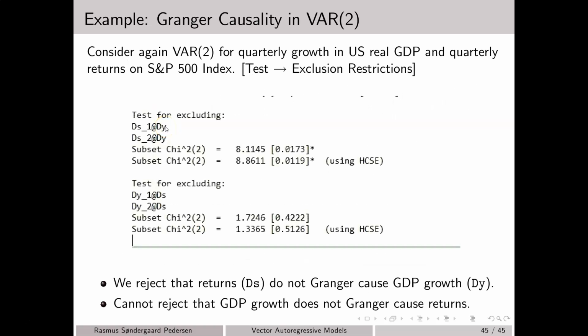Let us consider a simple empirical illustration. So we will revisit the VAR2 model for the quarterly growth in US real GDP and the quarterly returns on the S&P 500 index. We estimated this model in a previous video, and we found that a VAR2 model is reasonably specified, although the error term appeared to be heteroscedastic. So if we want to test for no Granger causality, we may use a robust Wald statistic.